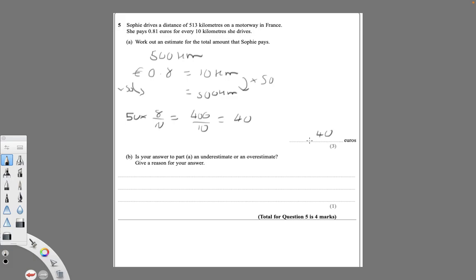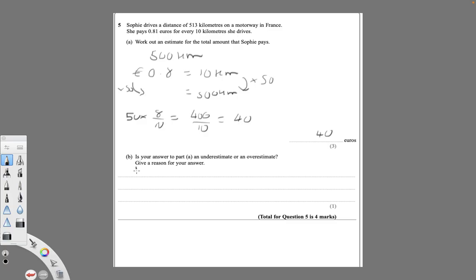Now, is your answer to part A an underestimate or an overestimate? And what we would put here is that it is a slight underestimate, given that we've rounded down the kilometres and we've rounded down the number of euros.